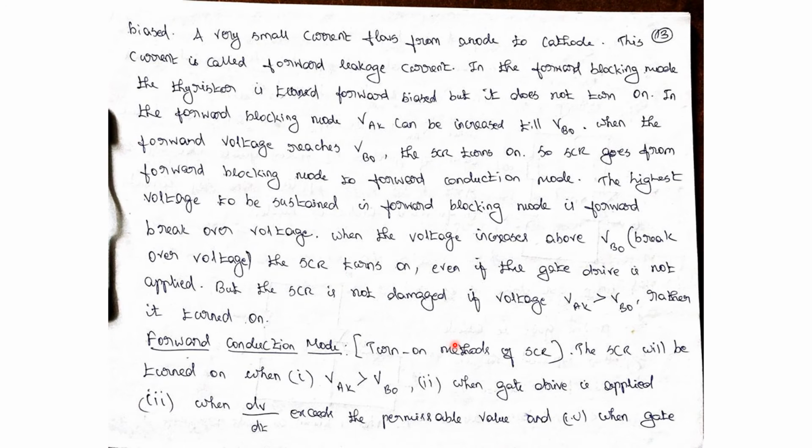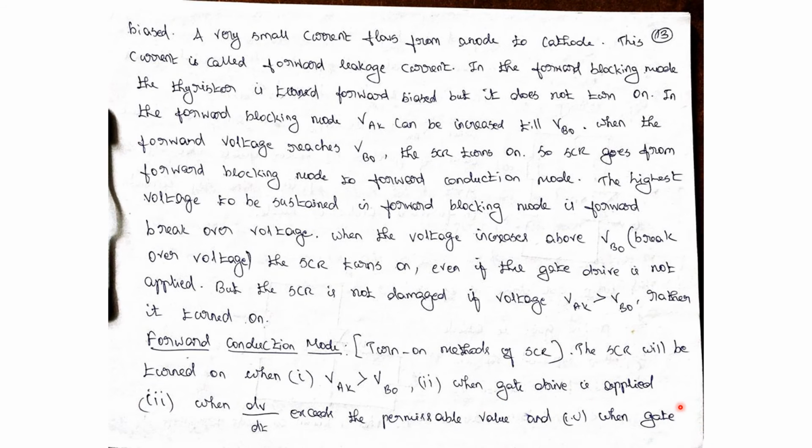So what will happen if the voltage increases above breakover voltage? The SCR will be turned on, but it will not get damaged. It will not get damaged, rather it is turned on. That's it, forward conduction mode. These are known as turn on methods of SCR. The SCR will be turned on when VAK is greater than VBO. You just remember like this: VAK is greater than VBO, that is, anode cathode voltage is greater than breakover voltage, the SCR will be turned on.